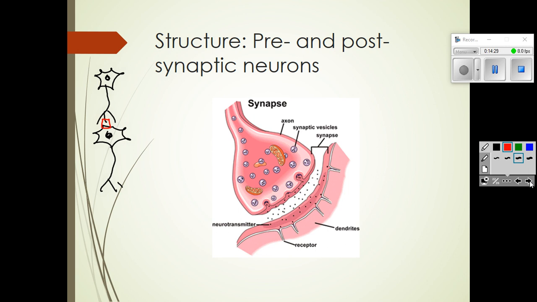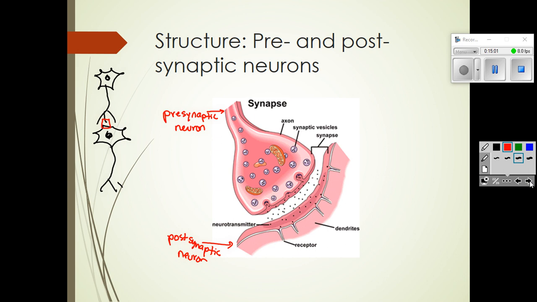First, you need to recognize that this neuron is called the presynaptic neuron, and this one down here is the postsynaptic neuron. Now you'll know which one is which because there will be lots of other visual cues. This is typically the shape that you'll see.